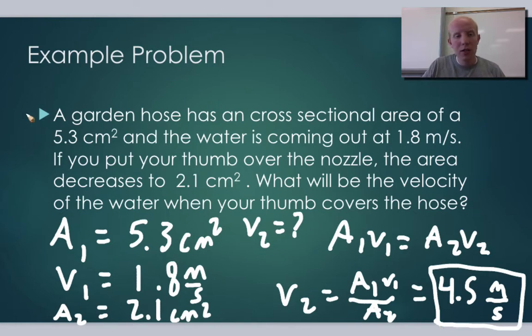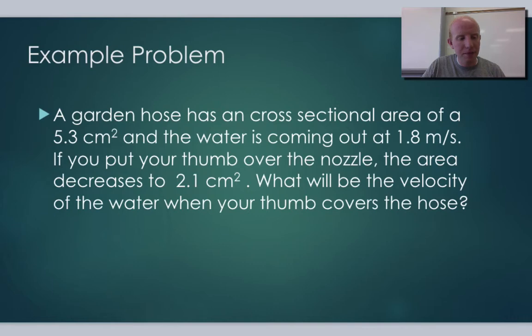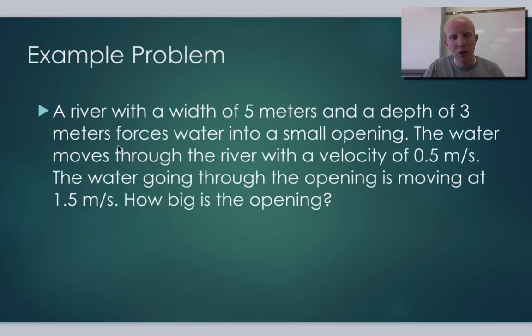Okay, let's do one more just to make sure we got this down. So a river with a width of 5 meters and a depth of 3 meters forces water into a small opening. The water moves through the river with a velocity of 0.5 meters per second. The water going through the opening is moving at 1.5 meters per second. How big is that opening?